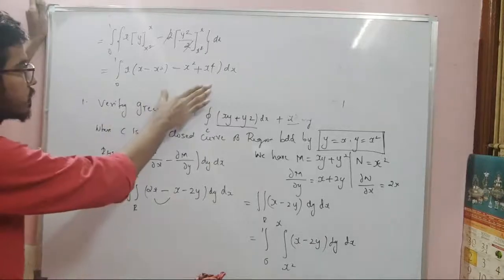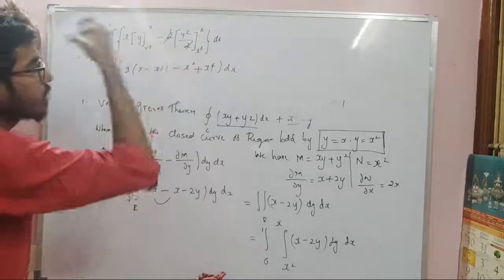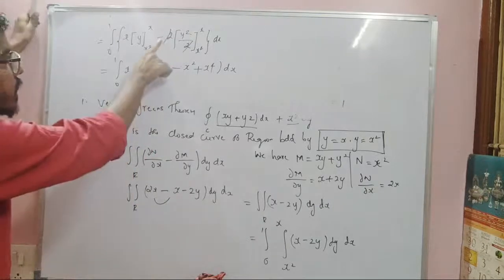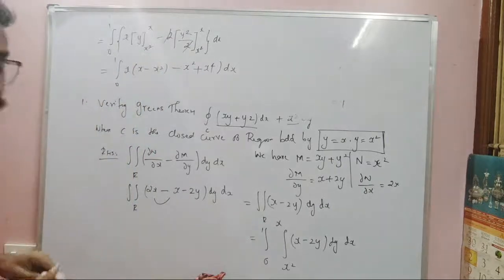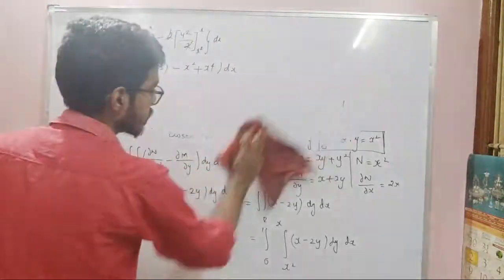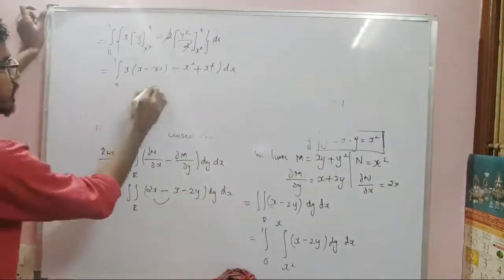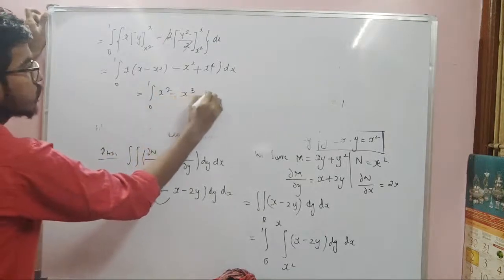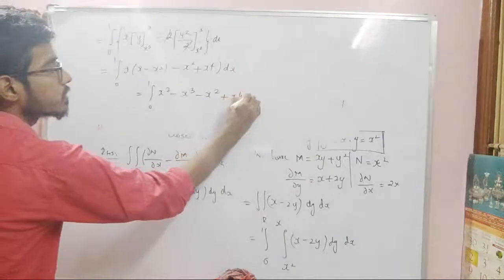So we need to evaluate this integral, right? As the upper limit is x and the lower limit is x square, we have x square minus x power 4, and here we have minus, so this will be plus. So we need to evaluate this integral to find the RHS. Now this is nothing but integral 0 to 1 of x into x is x square, minus x cube, minus x square plus x power 4 dx.